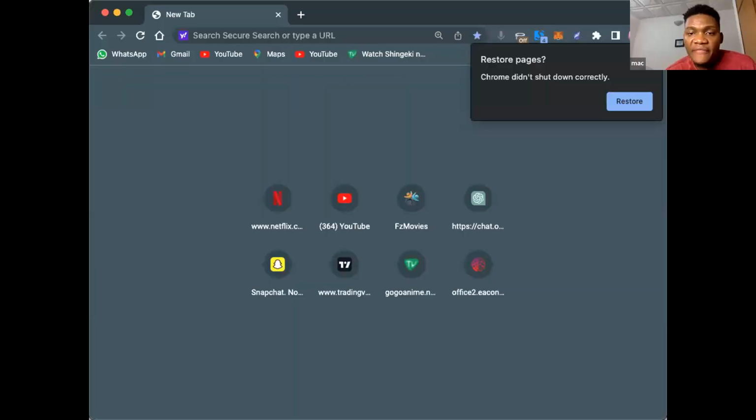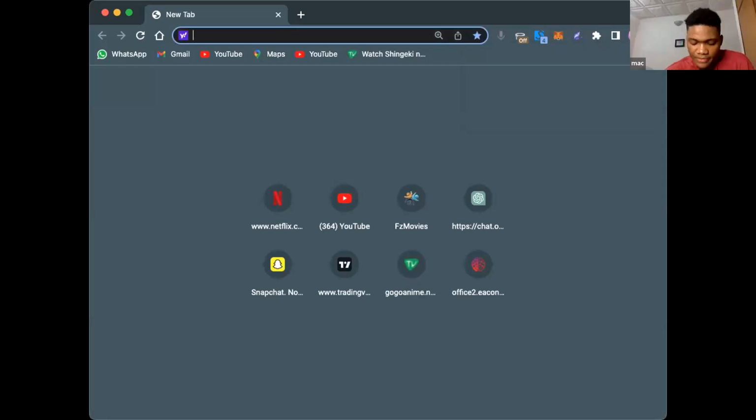Don't use Safari, always use Google Chrome, right? Using Safari will mess you up, right? So always use Chrome. So you come to your Google Chrome, and then let me quickly expand this.